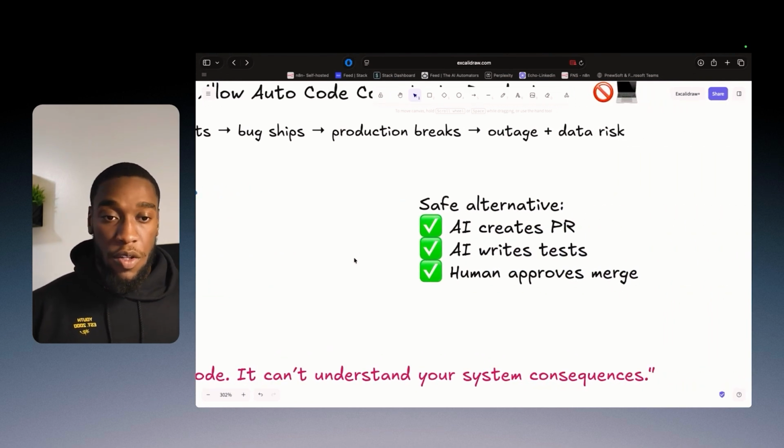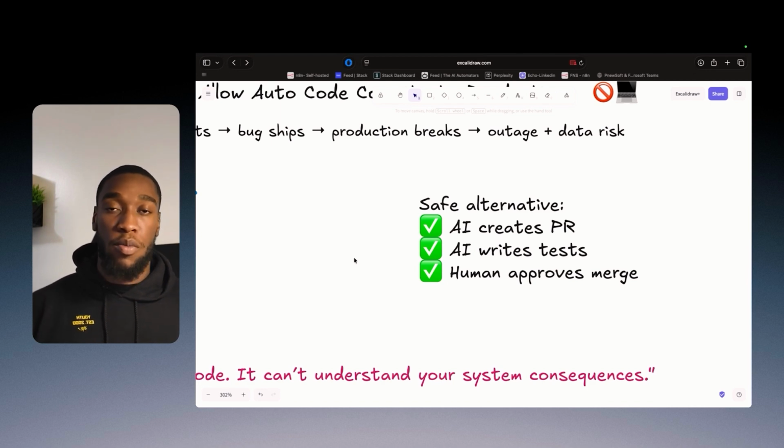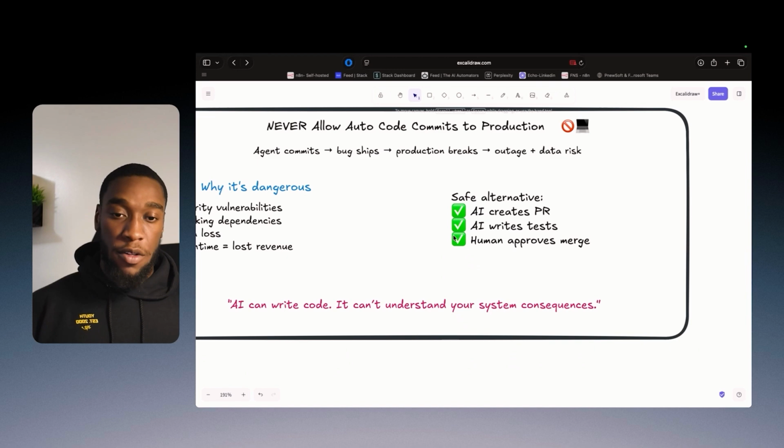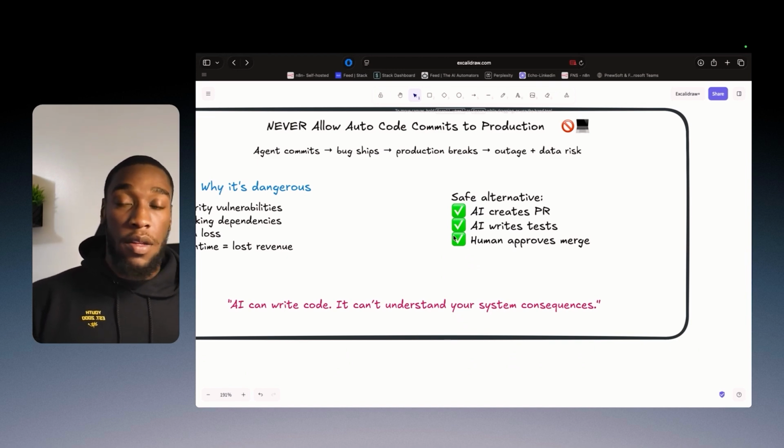This is clearly dangerous because there are security vulnerabilities, breaking dependencies, data loss, and downtime that equals lost revenue. A safer alternative is to have AI create PRs and write tests before they're even deployed, and, like I said, have a human in the loop who approves the merge before anything is pushed to production. We all know that AI can write fabulous code, but it can't understand your system consequences. This is why you shouldn't let AI or any OpenClaw agent push anything to production.